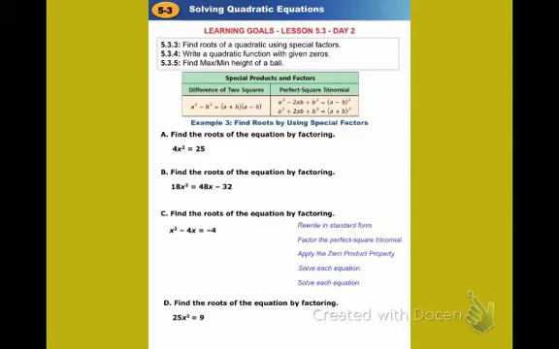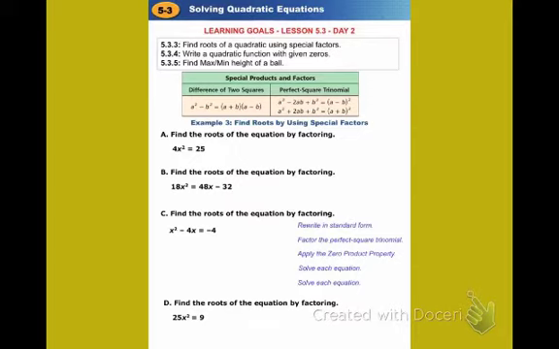Hey class, today we're going to be continuing our work with solving quadratic equations in lesson 5.3, and lesson 5.3 day 2's learning goals involve these three things. First, finding roots of a quadratic using special factors.